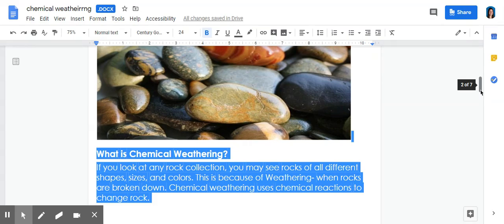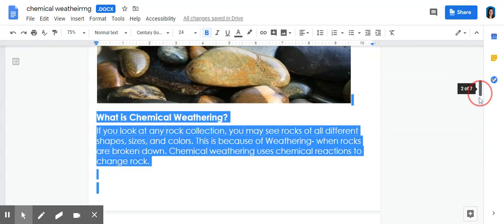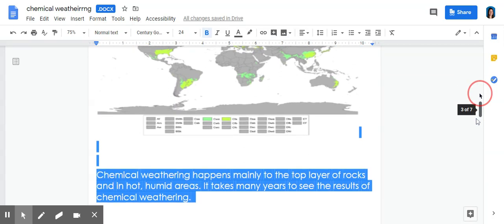If you look at rocks in a rock collection, you may see rocks of all different shapes, sizes, and colors. This is because of weathering, when rocks are broken down. Chemical weathering uses chemical reactions to change rocks. Chemical weathering usually happens in the top layer of rocks and in hot and humid areas. It takes many years to see the result of chemical weathering.